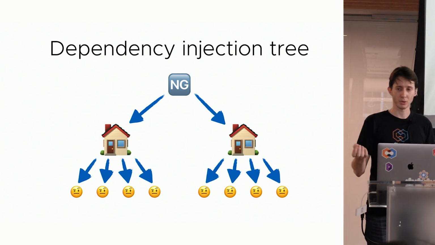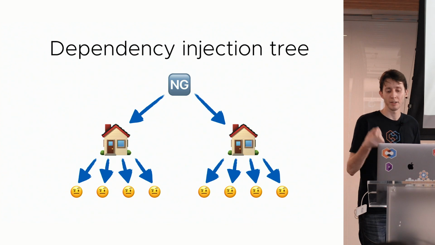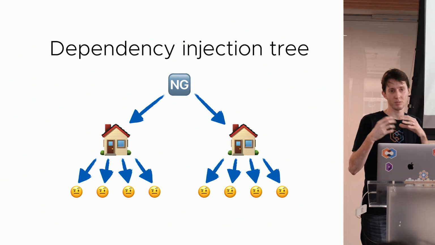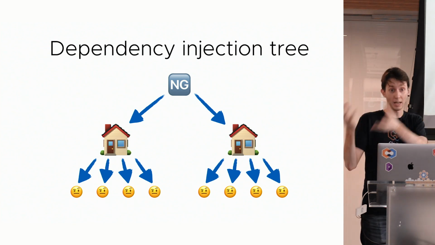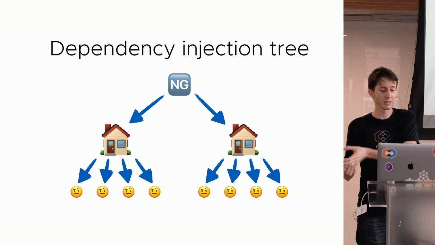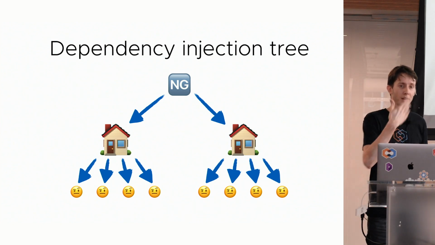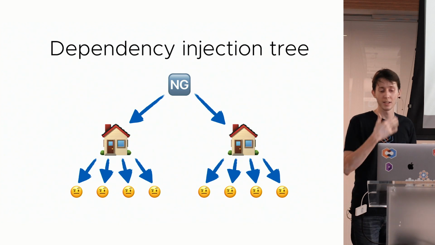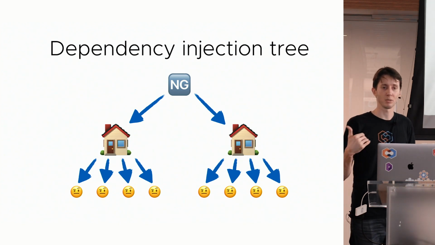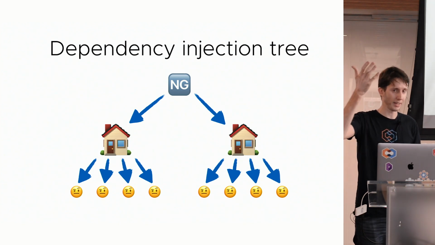When a guest asks for the drink service, it'll look at itself, at the guest itself, and say, do you have drinks? If you don't, then it'll go up a level. It'll ask the party, do you have drinks? If it doesn't, then it'll go up a level again and ask the ng module. And it stops as soon as it finds one. So if we have it at the module and at the party level, it will stop at the party level and never ask the module.